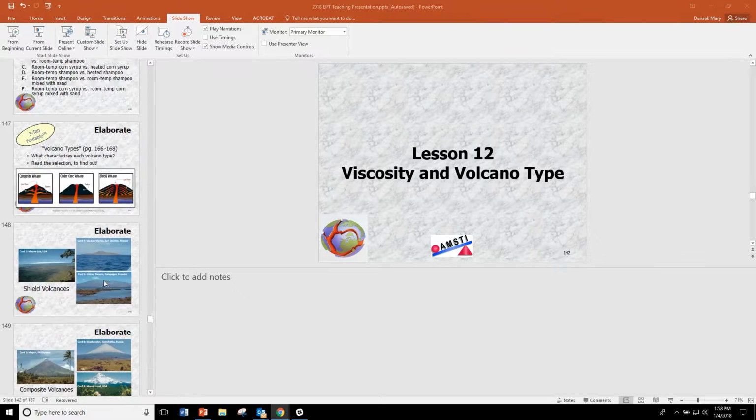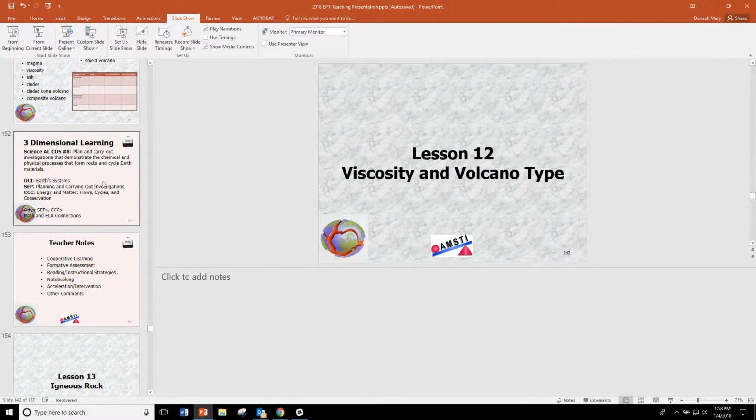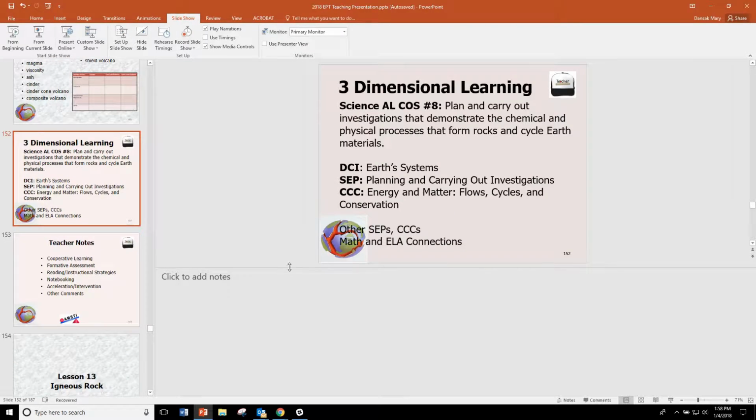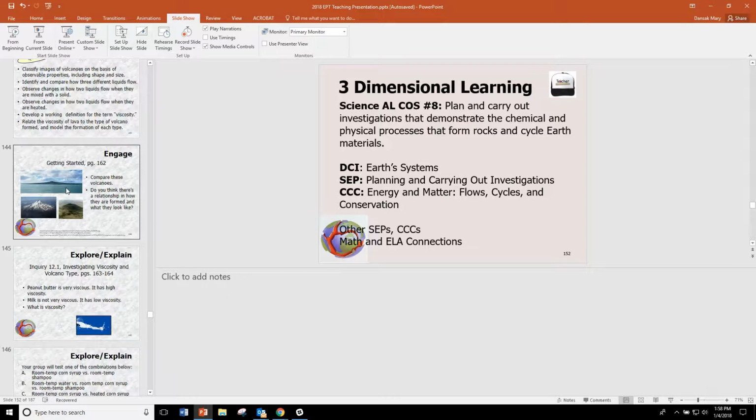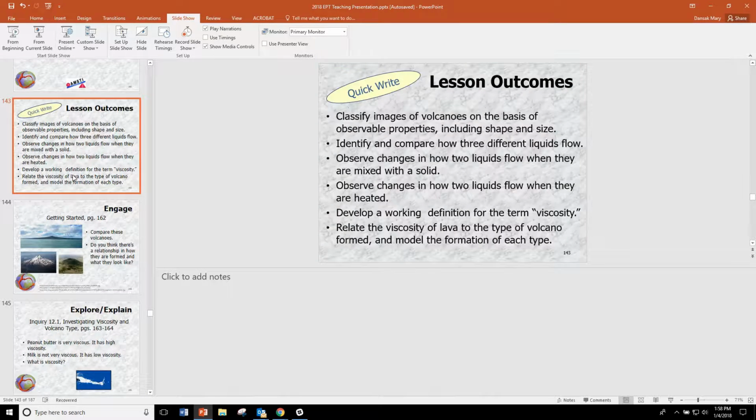Let's look down at the standard that this ties into for a few minutes. You can pause and read that at your leisure. And moving back up to the beginning of the lesson, those are the outcomes.